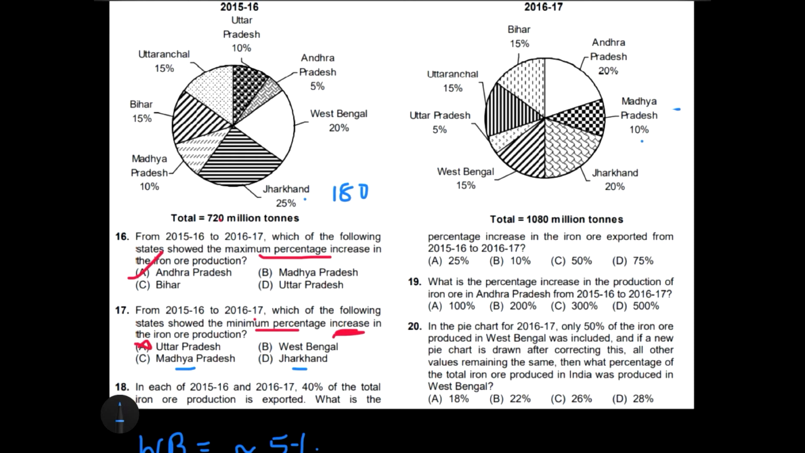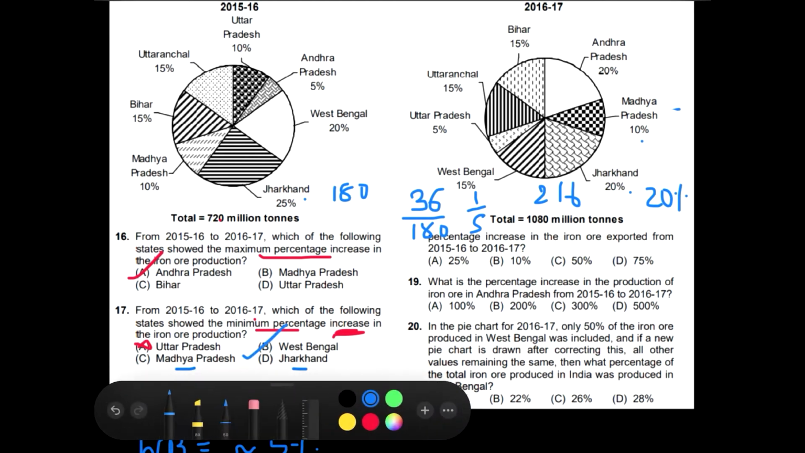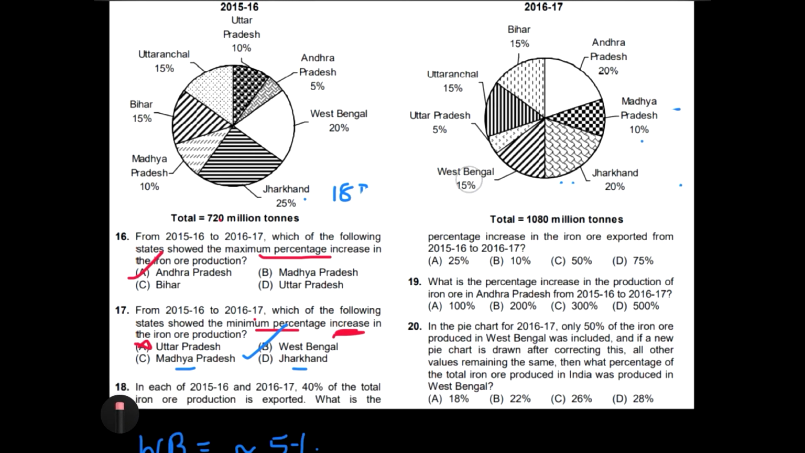And then the next value is 20% of 1080 million tons, that is equal to 108 plus 108, that is 216. Now the difference again is a bigger difference of 36, and 36 when compared to 180 is 1/5, and 1/5 is nothing but 20% increase. 20% is again much more than 5%. So this gives us the correct answer for the 17th question as West Bengal, which is showing me a difference of less than 5%, and that is what is required in this question.